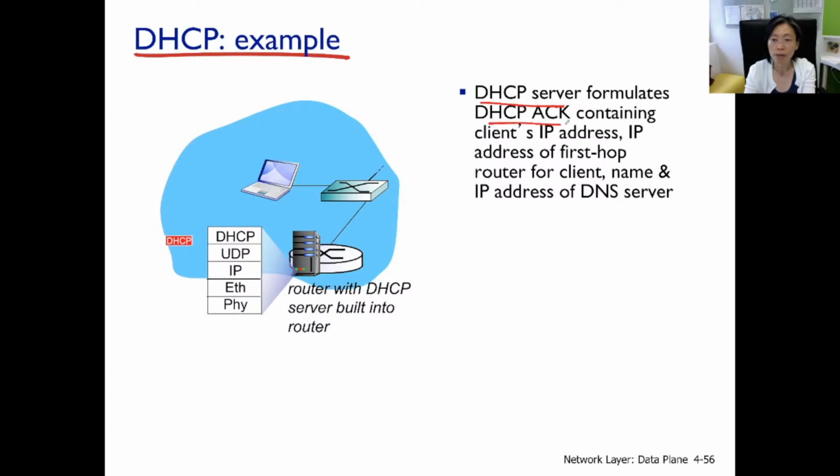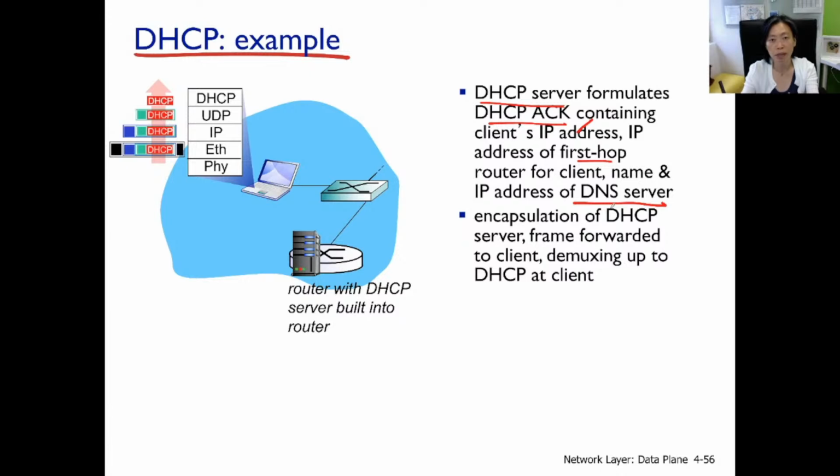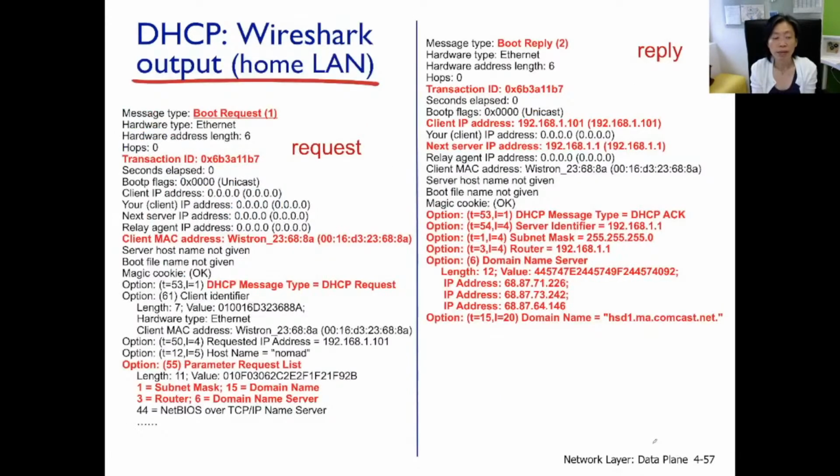Now, the server will generate the ACK message containing the IP address of the first hop and the IP addresses of the DNS servers, and so on and so forth. The process is very similar: encapsulate to UDP, encapsulate to IP, Ethernet, and the destination address is broadcast. The host here, although not having a specific IP address, is going to pick it up. So the client now knows its own IP address, the name and IP address of the DNS server and the first hop, as well as what? The network mask.